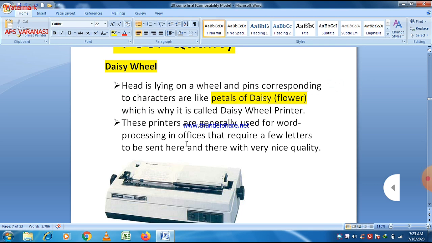And this is a very important point. The head is lying on the wheel and pins corresponding to characters are like petals of a daisy, which is why it is called the daisy wheel printer.